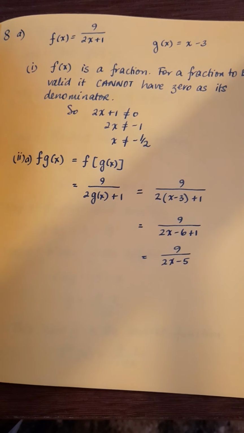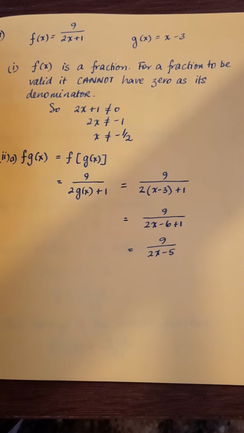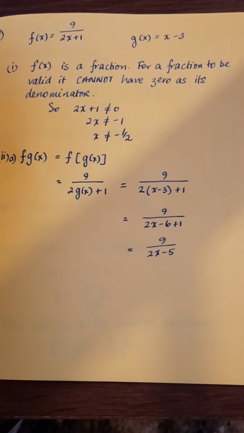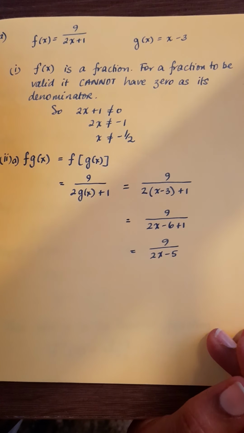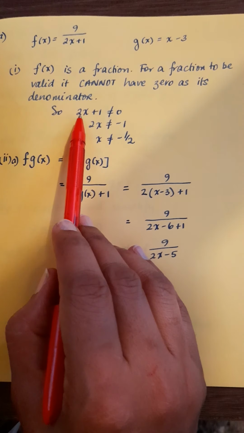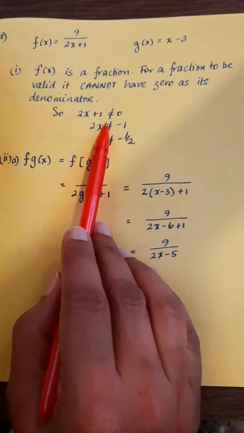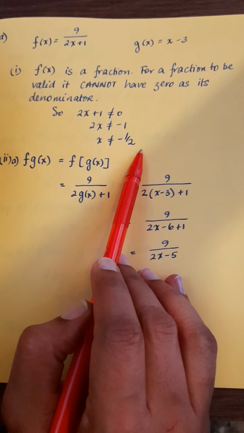F of x is a fraction. It is a rational function. And we know that a fraction is not valid if 0 is the denominator. So to find the part of the domain that it cannot be, we have to let the equation at the bottom be equal to 0. So I am saying 2x plus 1 cannot be equal to 0. That means 2x cannot be equal to negative 1. That means x cannot be equal to negative a half.